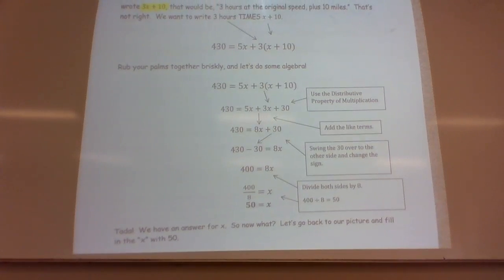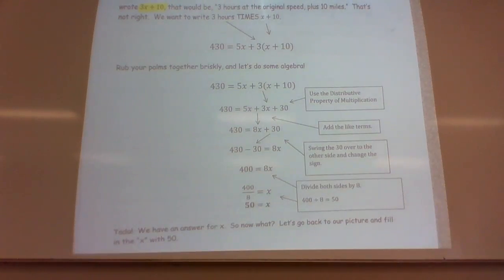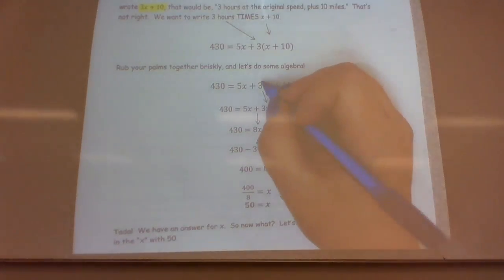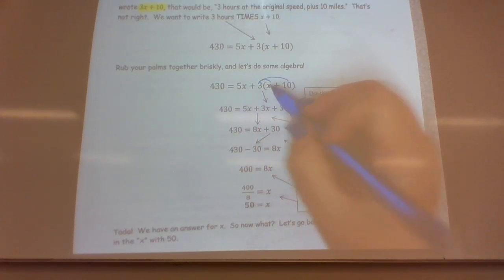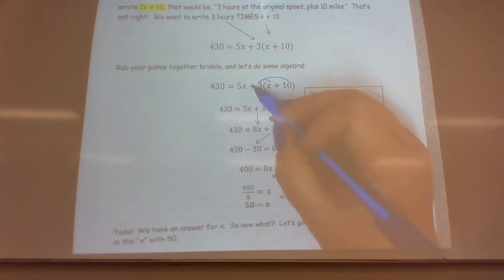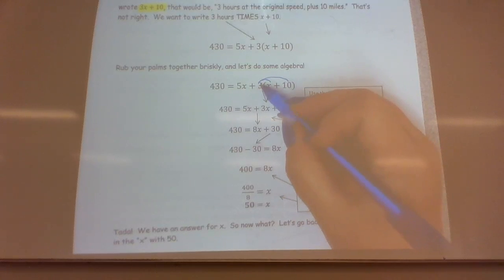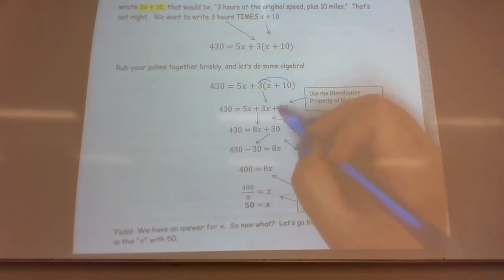And we all remember the distributive property, and we know what we have to do is combine. So if I'm using the distributive property, 3 times x equals plus 3x, and 3 times 10 is plus 30.